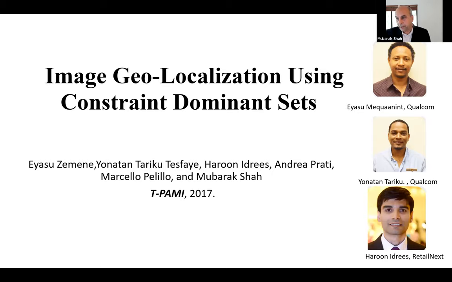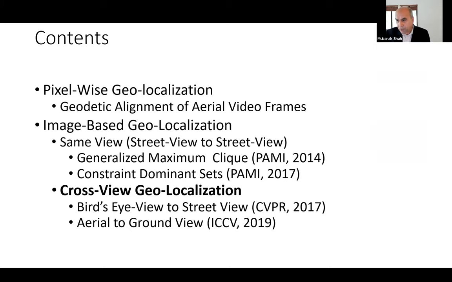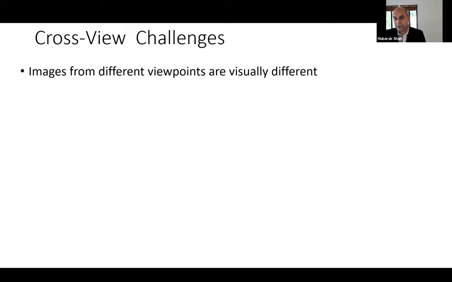Okay. So I'll continue. So this was about the image-based geolocalization, where the same view, because both were street view, ground view, we call them. Now let me go to cross view. So cross view is much harder because there's this domain gap.